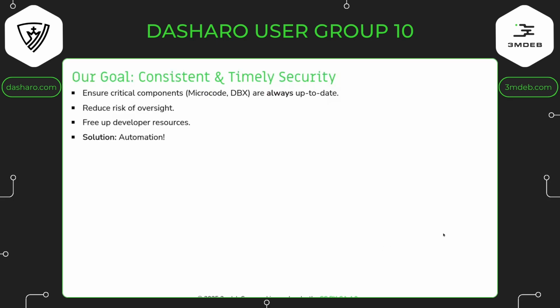Our goal is consistent security and timely security. So we have to ensure that critical components such as microcode and DBX are always up to date. Continuous integration helps reduce the risk of oversight in that regard and frees up development resources a little bit. So the solution is automation.